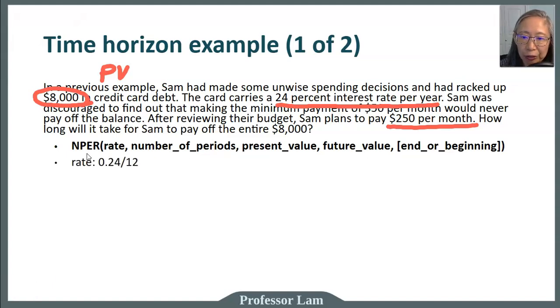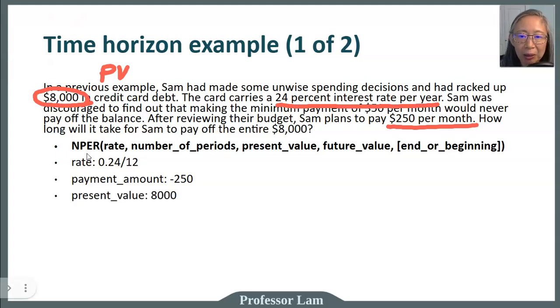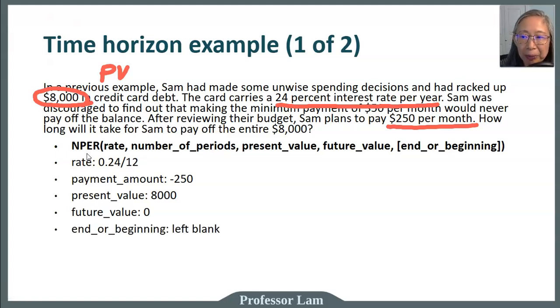So the interest rate is 24%, but that's per year. So we need to divide that by 12. The payment amount we know is $250. That is an outflow, so it is negative because that's money we're paying out. The present value, how much you owe today, is $8,000. Future value is 0, because they want to pay off the entire amount. If they have any balance left, that will go into the future value. But he wants to pay it off, which means he wants the future balance to be 0. And we're going to leave the type blank because we assume that the credit card payment is due at the end of each month.